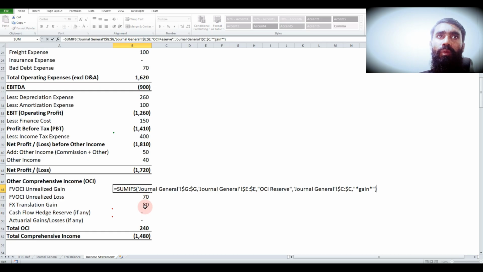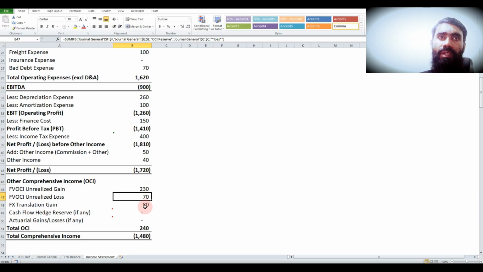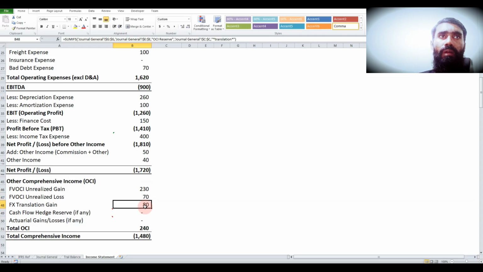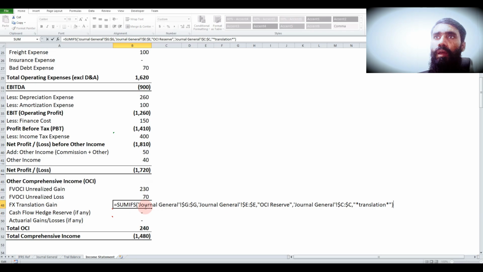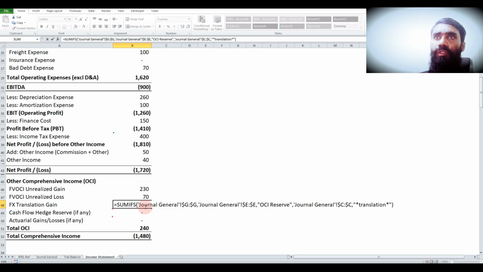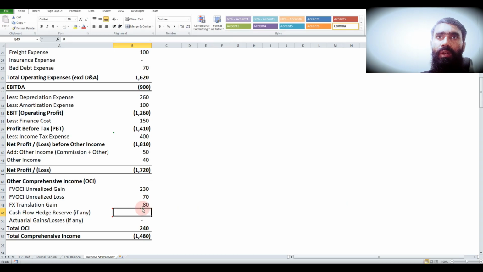Fair value I have linked with the journal. This one also I have linked with the journal because it's FX translation. FX translation gain, I linked with this also to the journal.